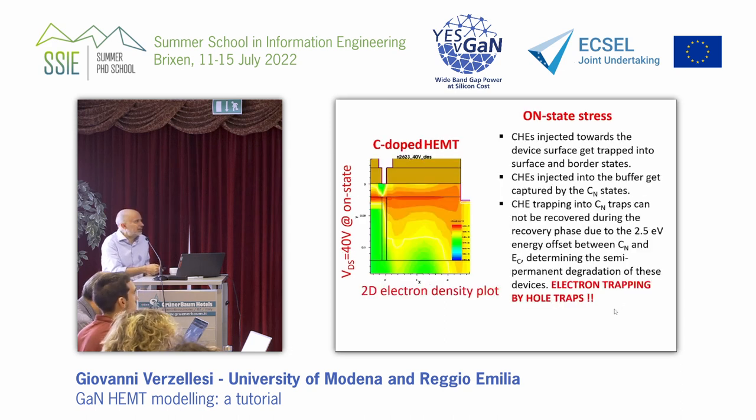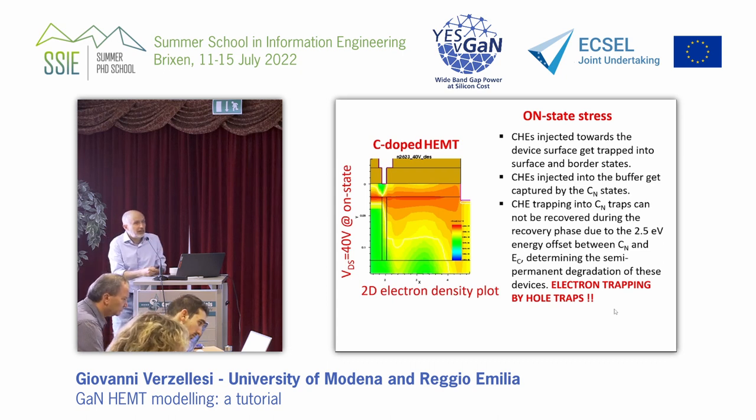Another interesting insight provided by simulation is on on-state stress. Here, the channel is formed, so there is a 2DEG under the gate connecting the source to the drain. Electrons can be heated by the electric field, so there are channel hot electrons that can be injected both towards the buffer and toward the surface. At the surface, they can get trapped by interface and border traps. In the buffer, they can get trapped by the carbon states.